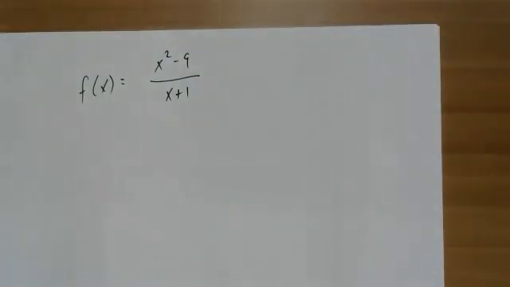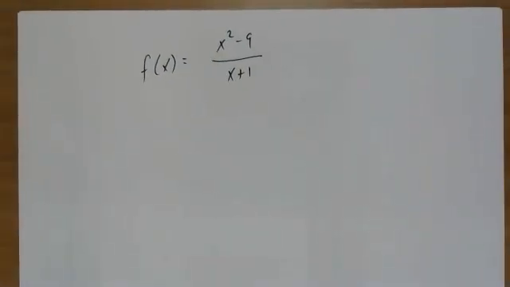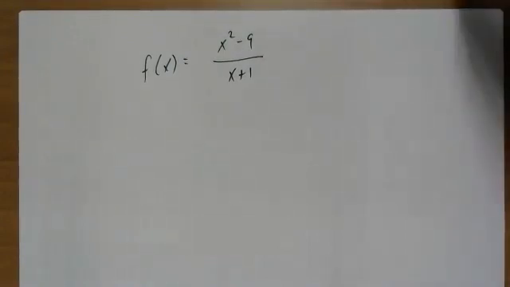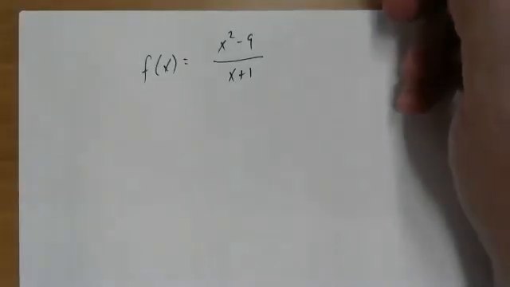x squared minus 9 over x plus 1. Doesn't really look very complicated, doesn't look very messy. So here's a problem where we're going to do all those things I spoke of earlier. We're going to figure out asymptotes, we're going to figure out intercepts, and then we're going to use calculus to determine maximums and minimums and regions of increase and decrease. That's crazy stuff.